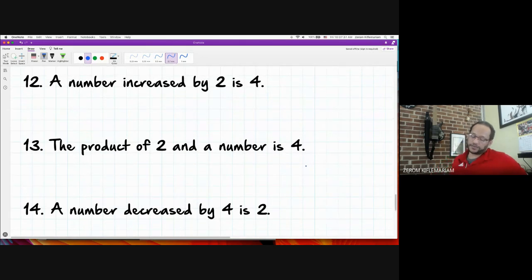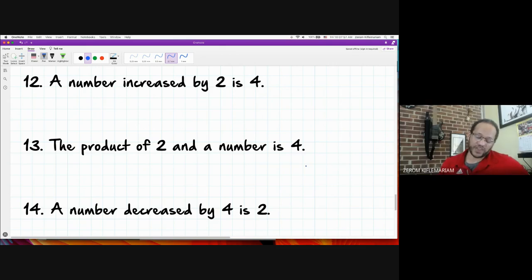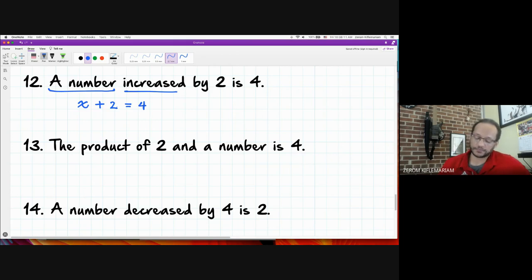All right, let's look at these three. Number 12 will be what? Is 2 plus x equals 4? A number increased. So I don't know what that number is. So a number increased would be x plus 2 equals 4. That would be correct.